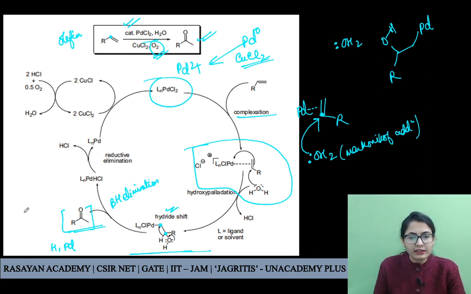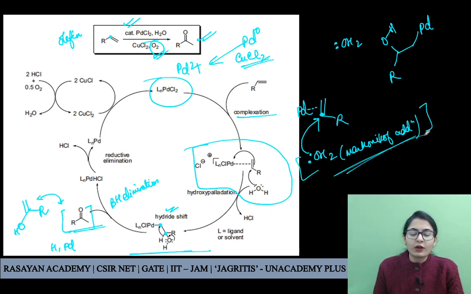First you will get the enol like this, but you know the enol is going to tautomerize to the ketone like this. So the major product you have already got is the ketone. Why are we getting the ketone? Because of this key step, Markovnikov addition of water. Okay, so we move onward.